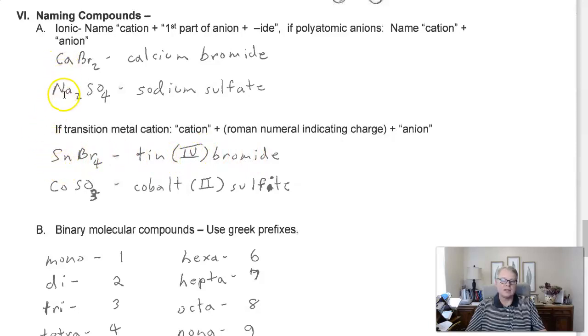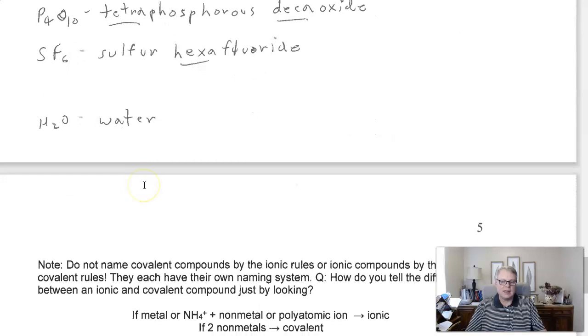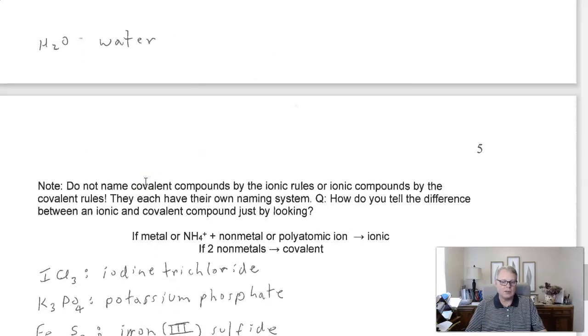What if I called this sodium(I) sulfate? Would that be wrong? Yes, it would. It's sodium sulfate. Group 1, you don't use the Roman numeral. They're always +1. What if I called this disodium sulfate? Would that be wrong? Yes, that would be wrong. It's not a covalent molecule. It's just sodium sulfate. Ionic compounds, you don't use the prefixes. So the key is, do not name covalent molecules by the ionic rule system or ionic compounds by the covalent system. They each have their own naming system. Don't get them mixed up. Students will learn one system and they'll try to apply it to everything, but that's not the way it works.